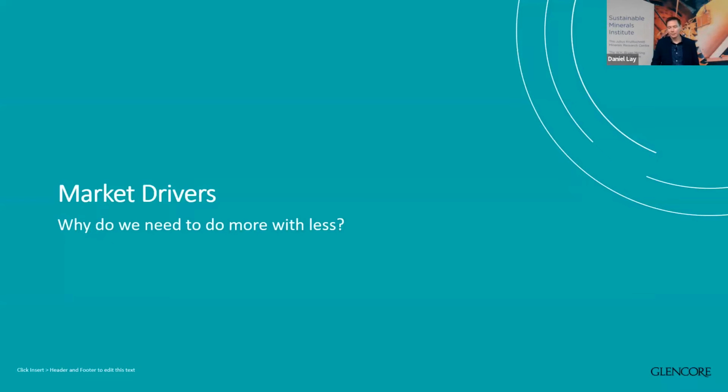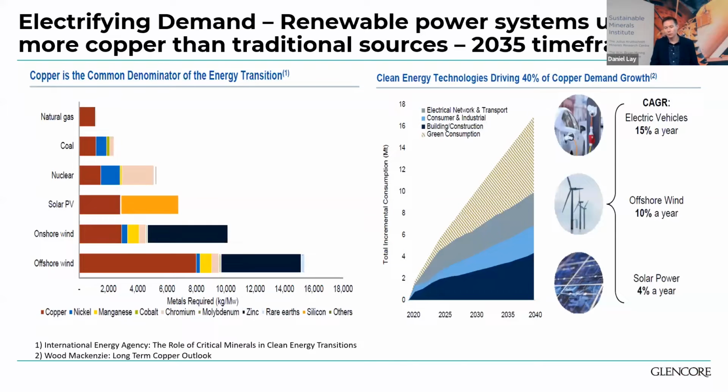So let's start by looking at some market drivers. Why do we need to do more with less? Well, first of all, we are all aware of the commitments that have been made to a net zero future. As part of this drive, the world needs to transition away from fossil fuels and over to renewable resources. However, as these renewable resources require a significant amount of metal to produce their power, there's going to be a significant demand on the mining industry to deliver those metals. The graph on the left shows the amount of metal required per megawatt of power. And as you can see, solar power and wind require substantially more raw materials compared with coal and natural gas alternatives.